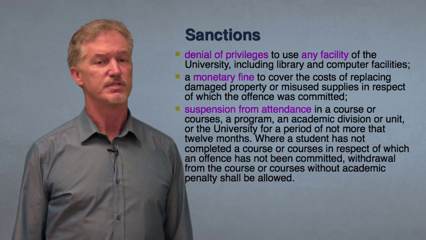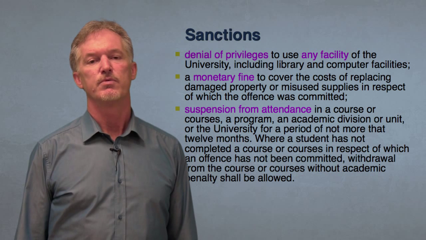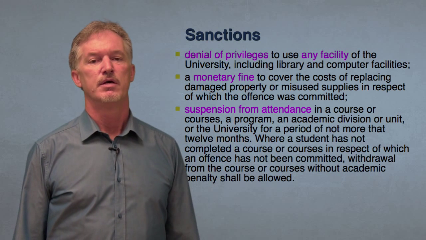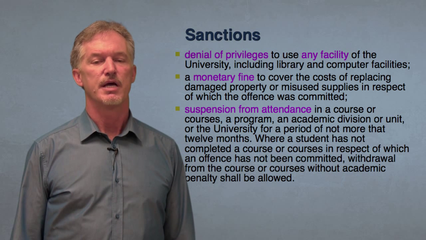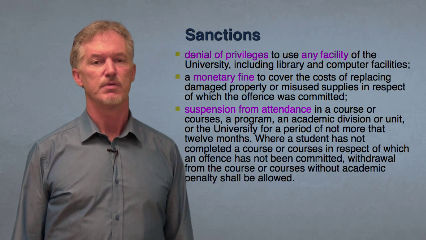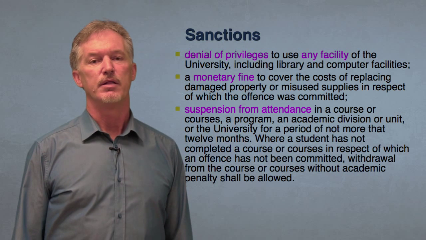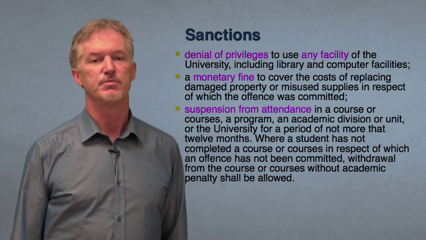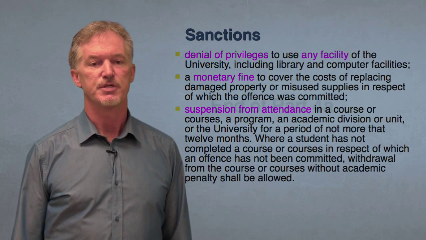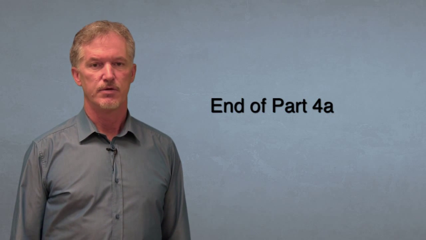The severity of the sanction is usually commensurate with the severity of the offense. First offenses will usually get less severe sanctions, and second and third offenses will get more severe sanctions. And the sanctions, eventually, for a third or more offenses, could be expulsion from the university. That is the end of Module 4A.